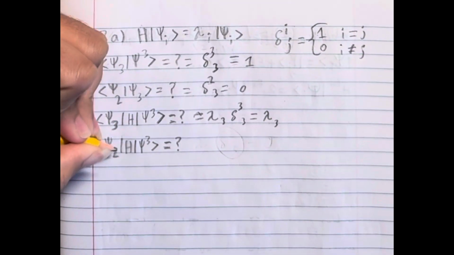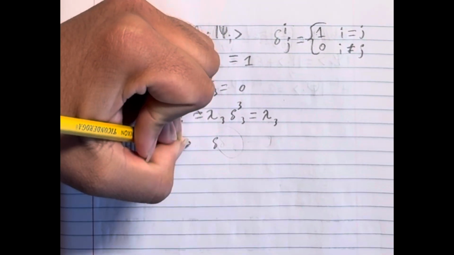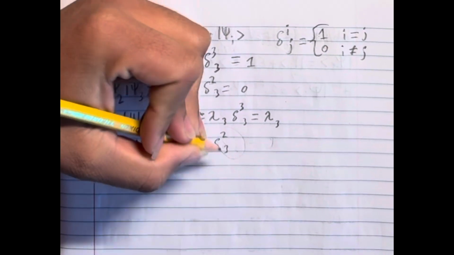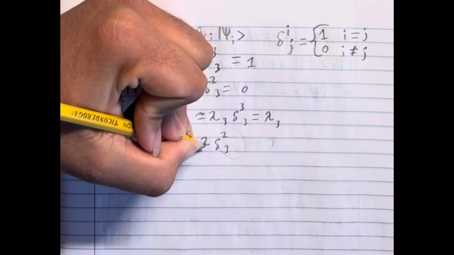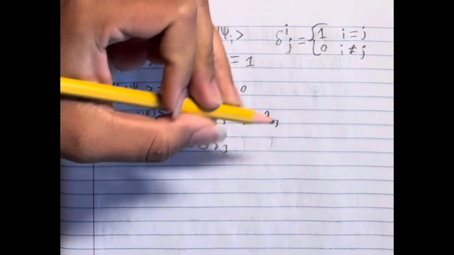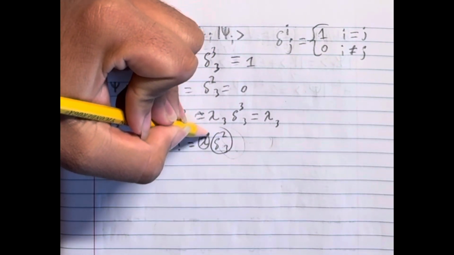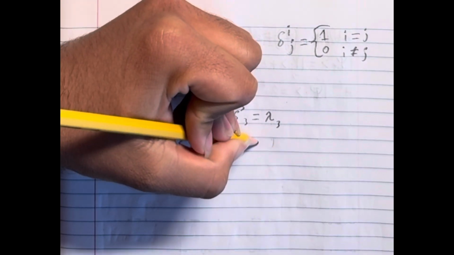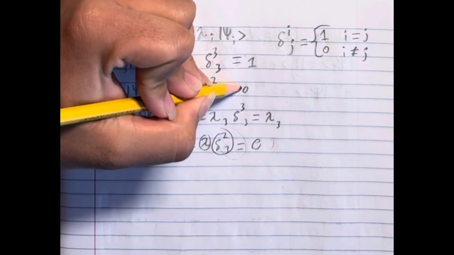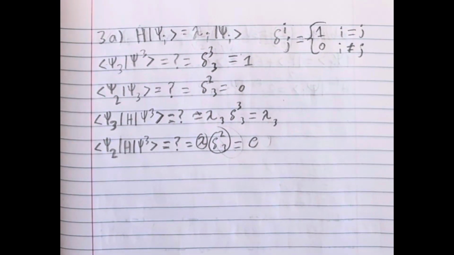Now for this fourth one right here, we're going to end up getting the Kronecker delta 2, 3, and so we know that regardless of what lambda is going to be, we don't actually care, because this will just end up going to 0 anyways. So whatever lambda is, this expression will just end up being 0. So these four are the solutions to these four expressions right here.